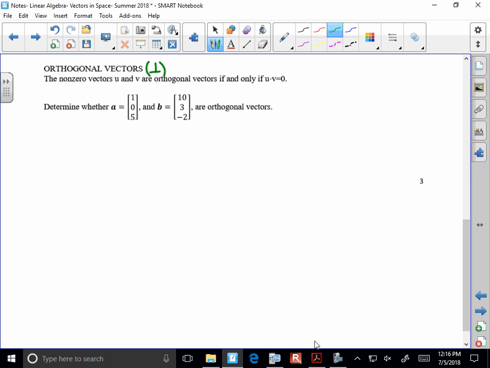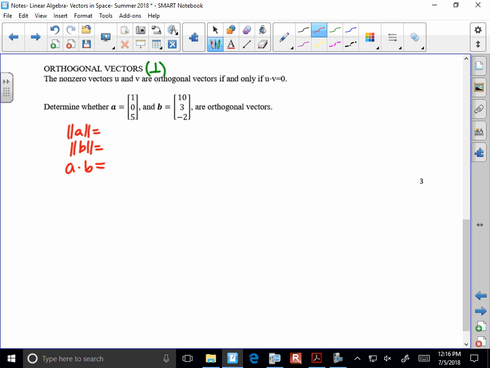Determine whether A and B are orthogonal vectors. Now, I gave the relationship there, but let's kind of step away from that for a second. Let's actually go back to the whole magnitude idea. So I'll find the magnitude of A, the magnitude of B, and the dot product of A and B. We're just going to find the angle separating these two vectors.